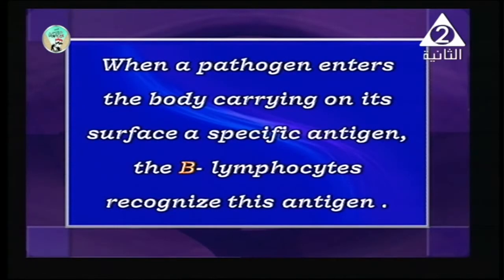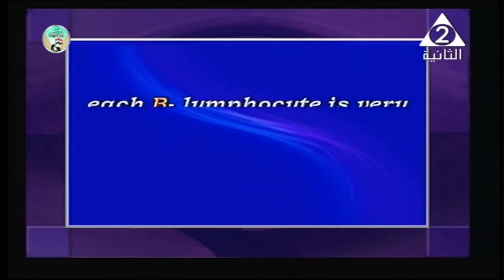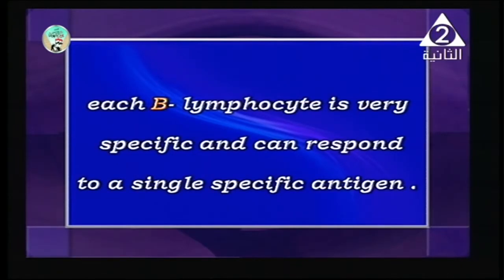When the pathogen enters the body carrying on its surface, as we started in the last episode, a specific antigen, the B lymphocytes recognize this antigen. Definitely, the B lymphocytes collect information and gather some details about the antigen that is produced by the pathogen. Each B lymphocyte is very specific and can respond to a single specific antigen.